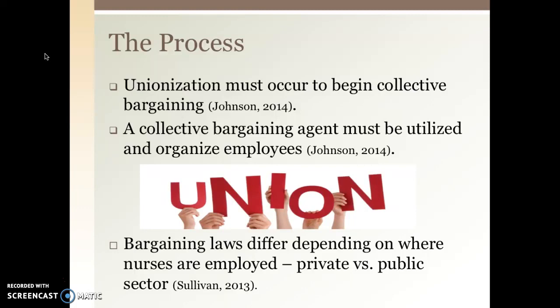In the 2013 book, Effective Leadership and Management in Nursing, Sullivan explains that bargaining laws may be different depending on whether or not nurses are employed in a private versus a public sector. Private sectors include nonprofit or for-profit organizations, and in that case, the wages, hours, and other terms and conditions of work are considered eligible for negotiation. Whereas public sectors include city, county, state, or federal employees, and these employees face more strict rules on negotiable subjects.